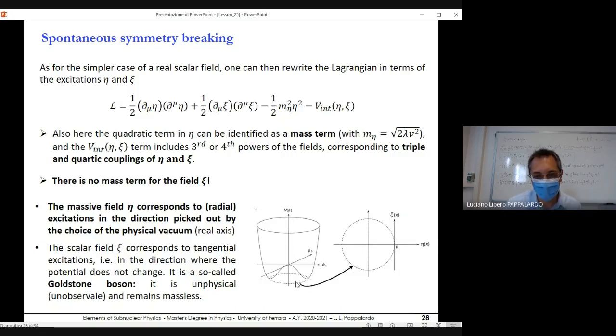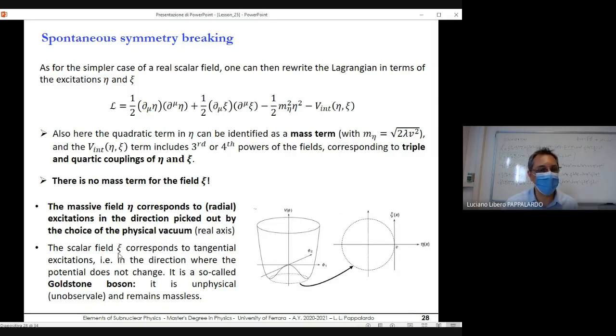So this is our potential. We have infinite minima. We choose one minimum, and we are now fluctuating the field around this minimum. But there is an important difference between fluctuating in the phi 1 direction or along the phi 2 direction. The massive field eta, the one that indeed gets a mass term in the Lagrangian, corresponds to radial excitation. So we are moving in the direction of the radius here, right? That is the direction where the potential is changing, and this corresponds to a physical object with a physical mass.